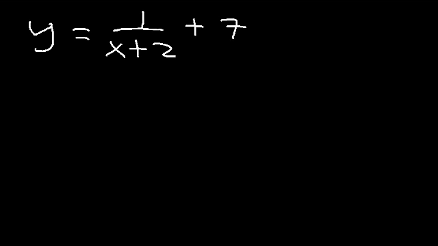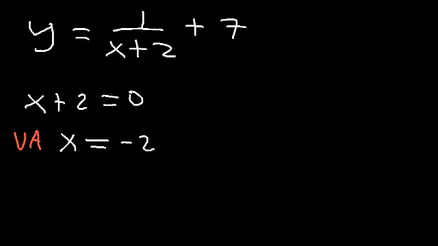Consider this function. y is equal to 1 over x plus 2, plus 7. So what is the vertical asymptote for this function? To find it, just like before, we're going to set the denominator equal to 0. So therefore, the vertical asymptote, if you subtract 2 from both sides, you'll see that it's x is equal to negative 2.